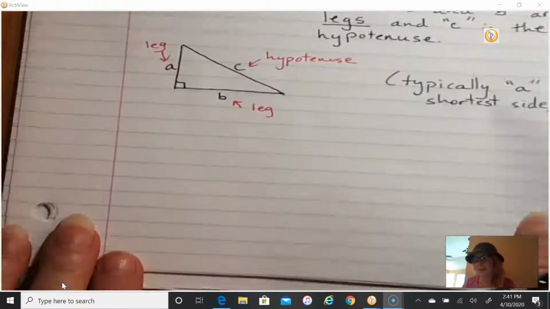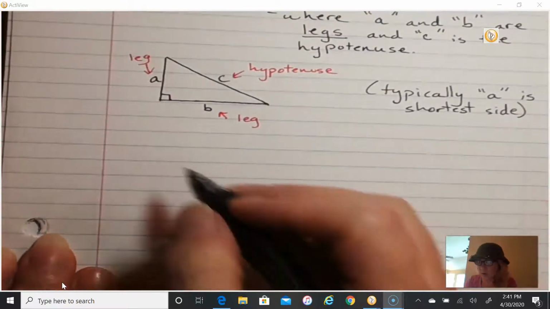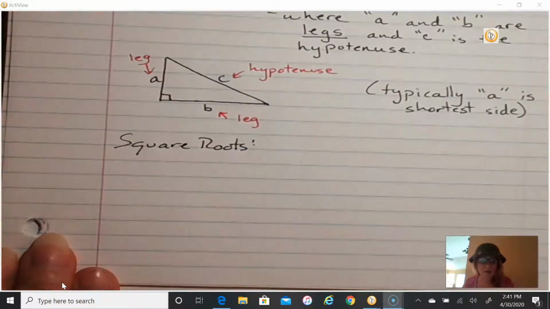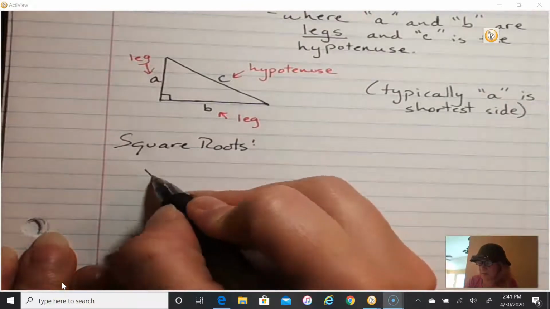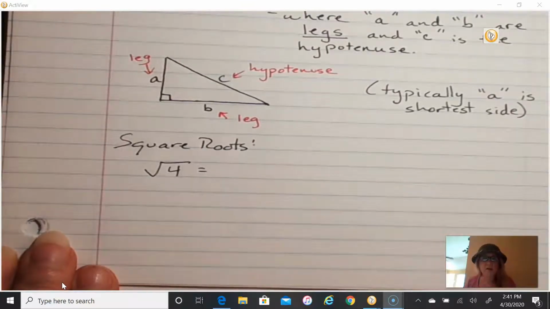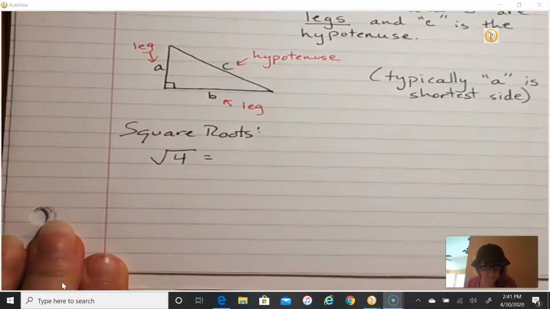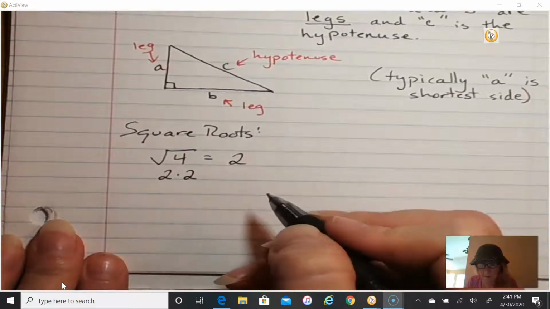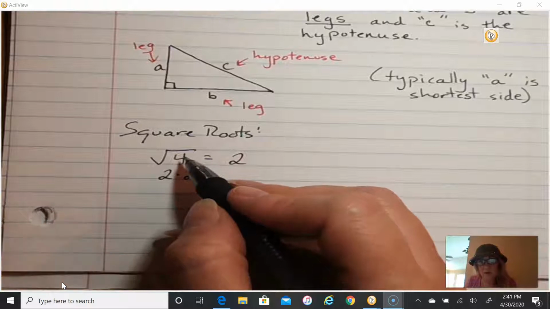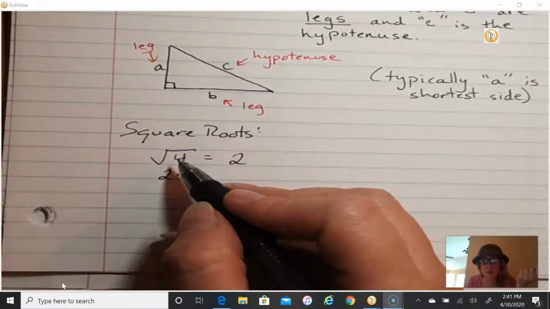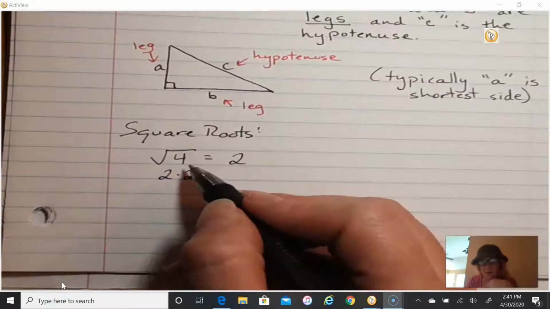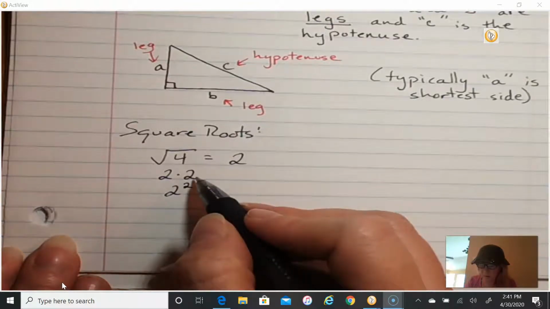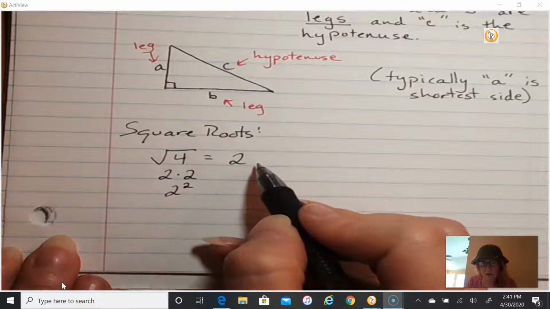So what we are going to be dealing with are square roots. Okay, crash course on square roots. Square root of 4, does anyone remember? It's 2, because it's 2 times 2. They're asking what number times itself will give you 4. Well, 2 times 2. And it's written like this, 2 squared. So the square root of 4 is 2.